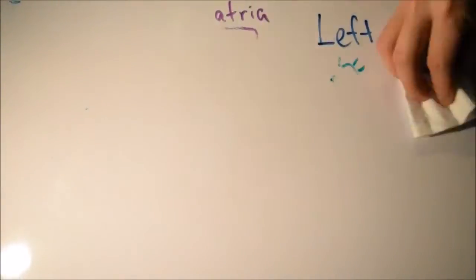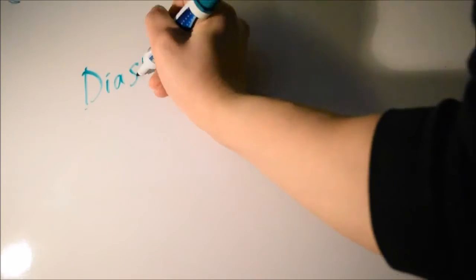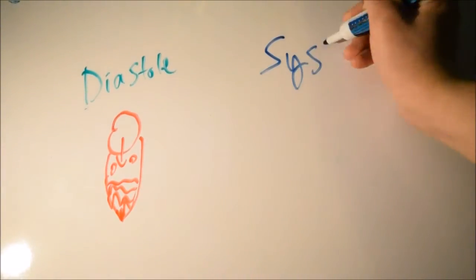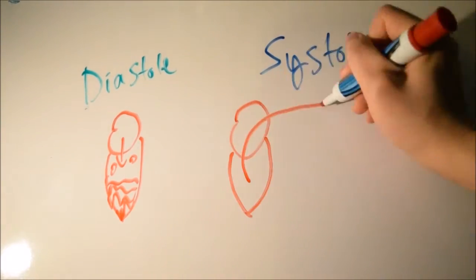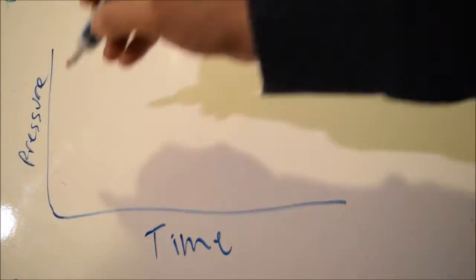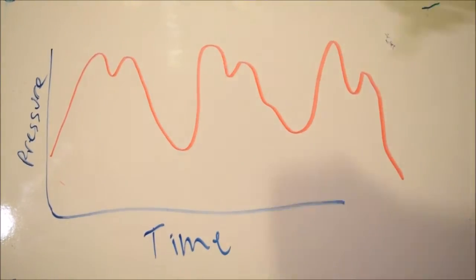The pumping of blood from our ventricle to our body has 2 phases. Diastole is when the ventricles are relaxed and blood is slowly beginning to fill it up. Systole is when the ventricle is contracting and the blood is being forced out to the rest of our body. So when measuring blood pressure, we are looking for 2 values, the systolic pressure and the diastolic pressure.